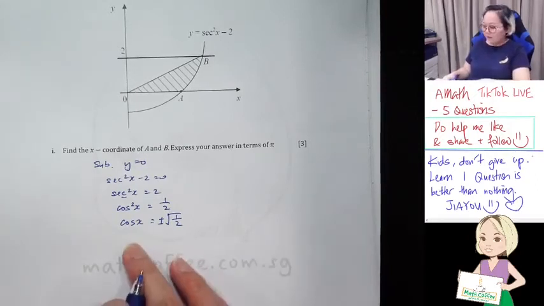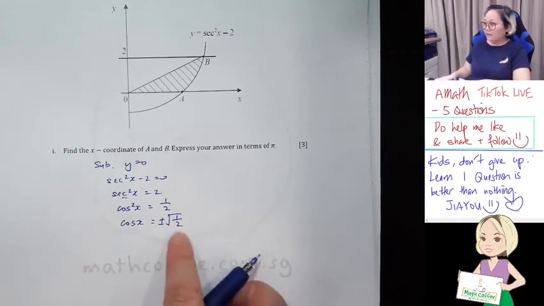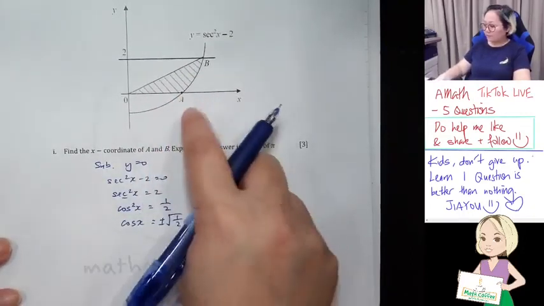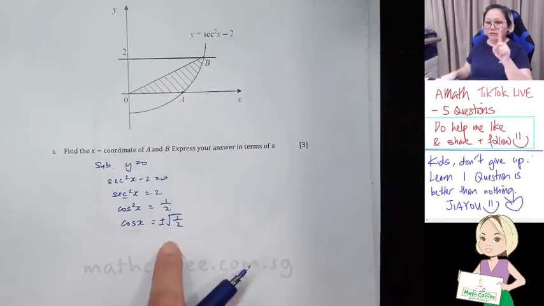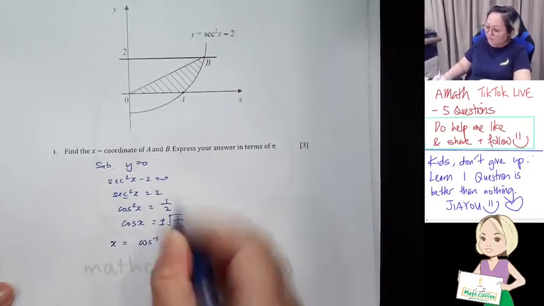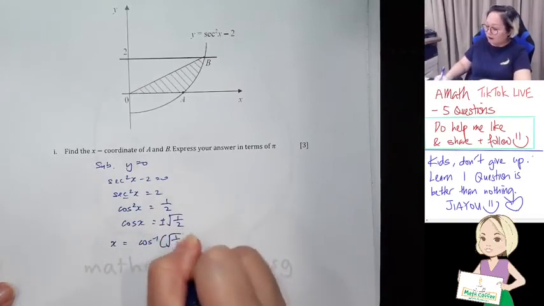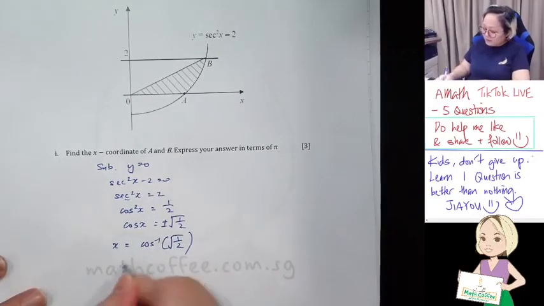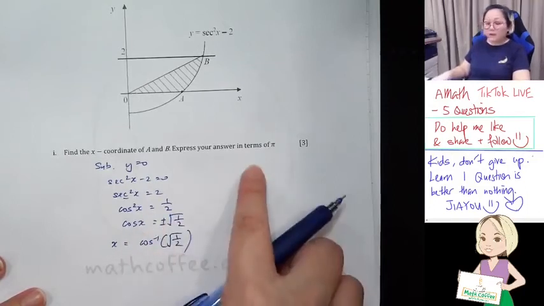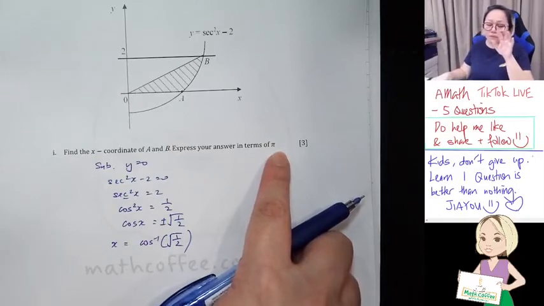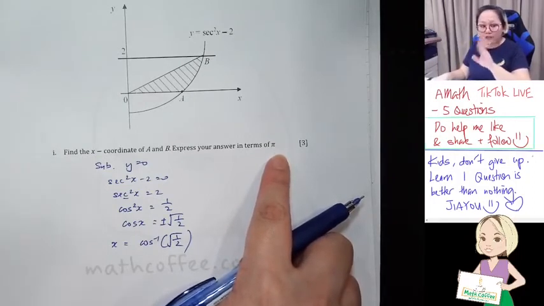Then after that, because by right there are 4 quadrants, agree? By right there are 4 answers. But look at this curve. This is the first intersect point, so I just take the first one. I need not do so many. So I will just do x equals cosine inverse of the positive value of square root half, because first quadrant is positive. And take note, kids, they already tell you to express in terms of pi, so they are hinting that this is something to do with a special angle.